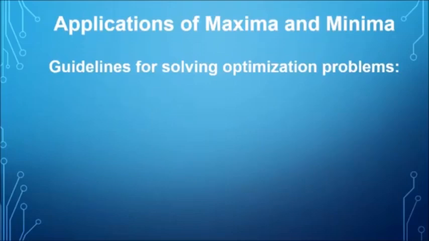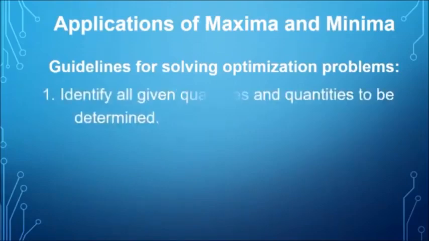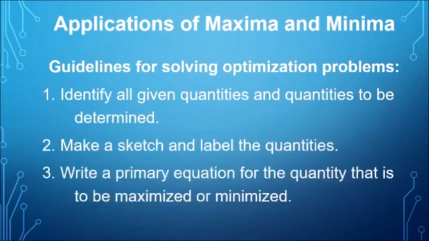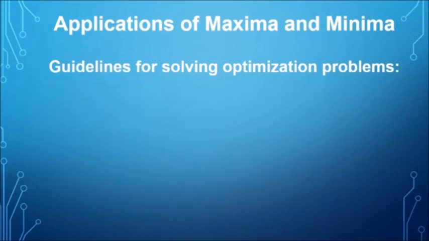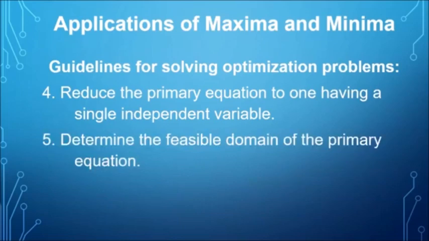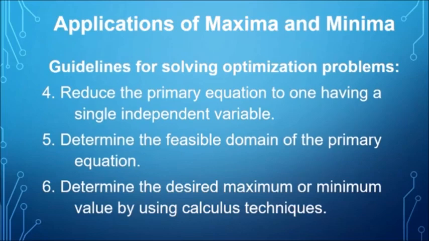These will be the guidelines for solving optimization problems. Identify all given quantities and quantities to be determined. Make a sketch and label the quantities. Write a primary equation for the quantity that is to be maximized or minimized. Reduce the primary equation to one having a single independent variable. Determine the feasible domain of the primary equation. Determine the desired maximum or minimum value by using calculus techniques.